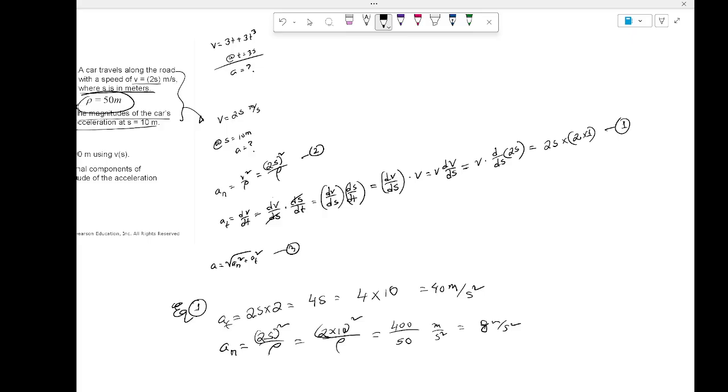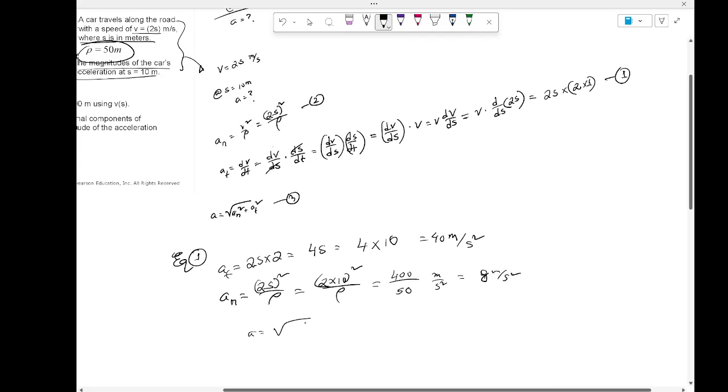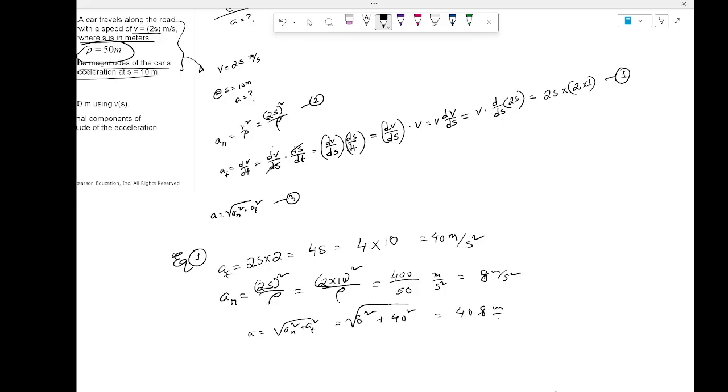So then you have the final answer. A squared equals AN squared, 8 squared, plus 40 squared. You're going to have 40.8 meters per second squared. That's your final answer. All right. Okay, that's it, I guess. One second, I'm worried. Is 25 times 2, what does that say? Is that 2.5 or 25? Oh, the 2s. I'm sorry. Yeah, that is 2s. So 2 multiplied by 10. Okay.